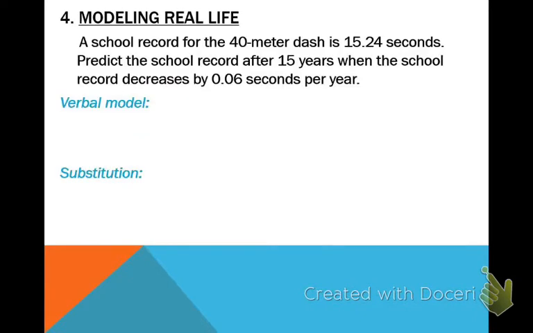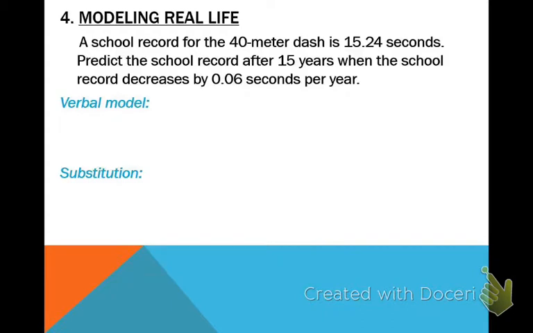Okay, for our modeling real life problem today, it says a school record for the 40-meter dash is 15.24 seconds. If we were to read that properly, what would that say? 15 and 24 hundredths. Excellent. Okay. Predict the school record after 15 years when the school record decreases by 0.06 seconds per year. Predict. What does that word mean? Guess. It's an educated guess. Very good.